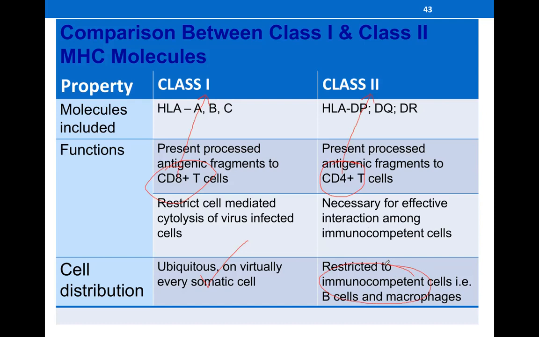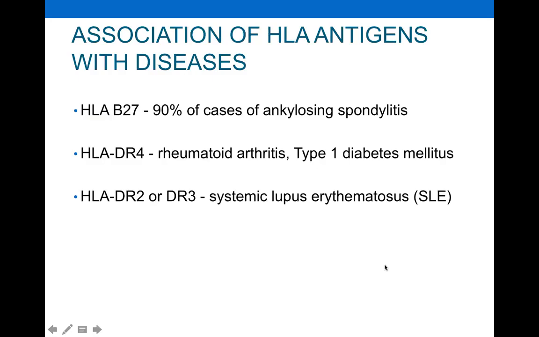Okay? And these are the associated diseases with HLA antigens. Please take note of this slide. HLA B27 is found in 90% of the cases of ankylosing spondylitis. This is a condition in which the spine and other areas of the body become inflamed. Usually, ankylosing spondylitis first develops in teenage years and young adults, and it's usually 2 times more common in men than in women. Okay, that's your HLA B27 defect.